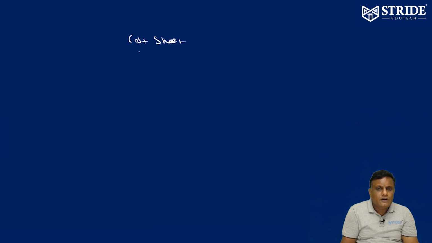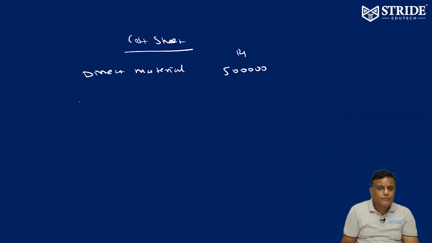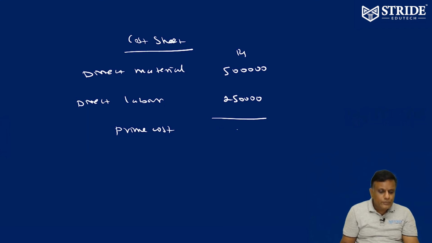So, cost sheet. Direct material consumed, as it is, there is no change, 5 lakhs. Number 2, direct labor, that is also given as it is, there is no change for actual and estimation, 2.5 lakhs. So prime cost is 7.5 lakhs. Now add factory expenses.